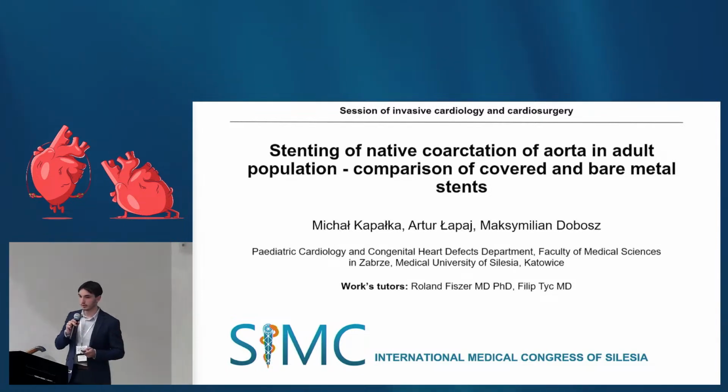I'm representing the Department of Pediatric Cardiology and Congenital Heart Defects from the Faculty of Medical Sciences in Zabrze, and I'm honored to present results of stenting of native coarctation of the aorta in the adult population, in which we compare covered and bare metal stents.